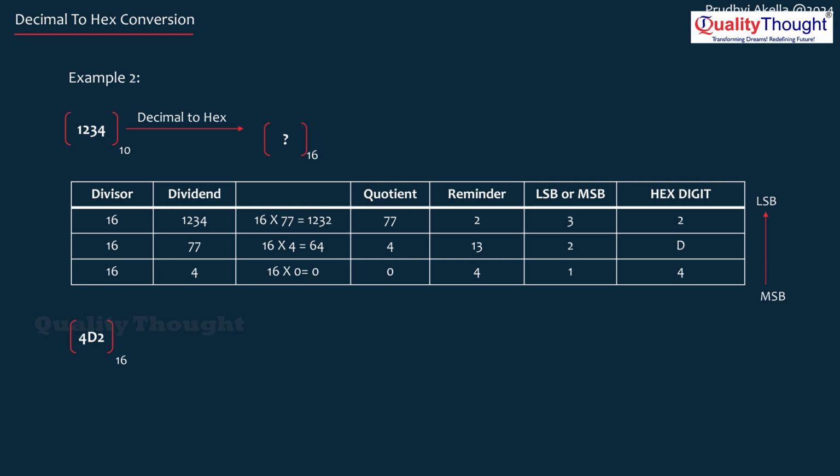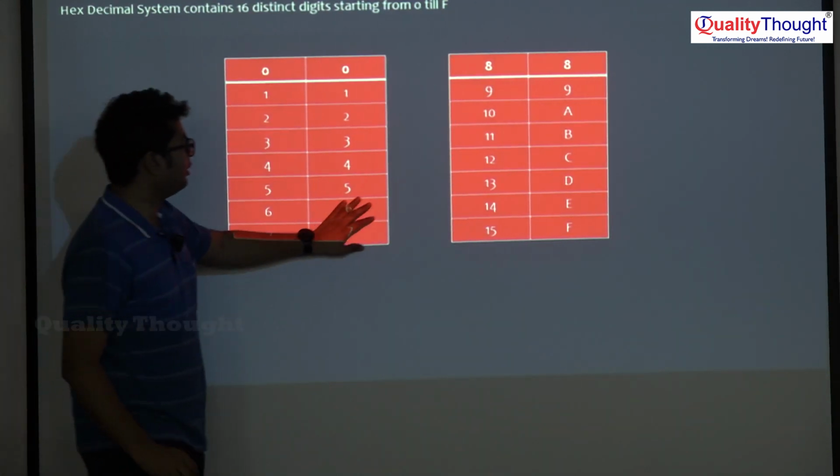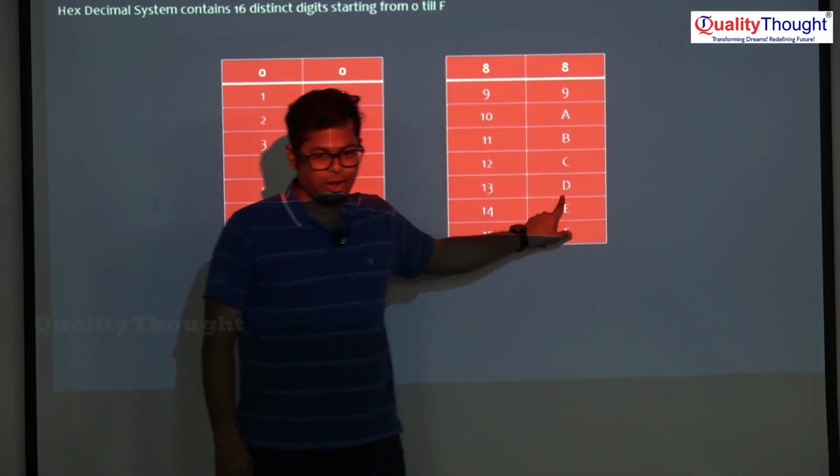Now take this 4. Now is 4 less than 16? So now your quotient, your multiplier would be 0. So now 16 into 0 is 0. And now the quotient had become 0, because this is a quotient, correct? Now what is the remainder? 4. Now if you write from bottom to the top, it's going to be 4D2, because 13 is represented as D, correct? If you go back to the chart, 13 is represented with D. Okay.